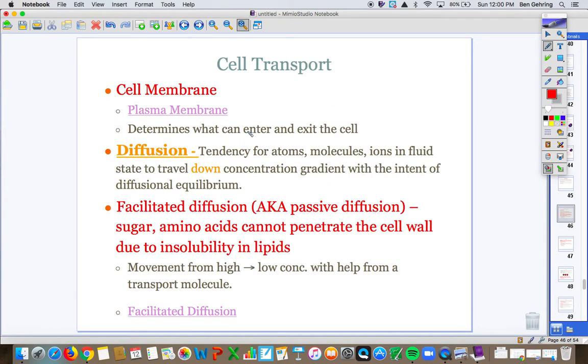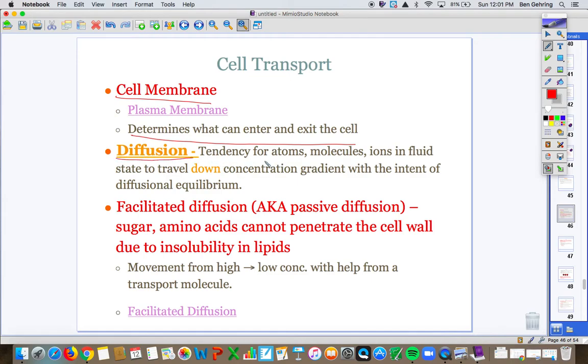All right, we're talking cell transport. Your cells are surrounded by what we call the cell membrane, which is our covering. This covering determines what can enter and what can exit the cell. That's the important piece. And so this cell membrane allows certain things to pass through but keeps others out. And there are a couple ways that we can get things into and out of the cell. The first of those is called diffusion.